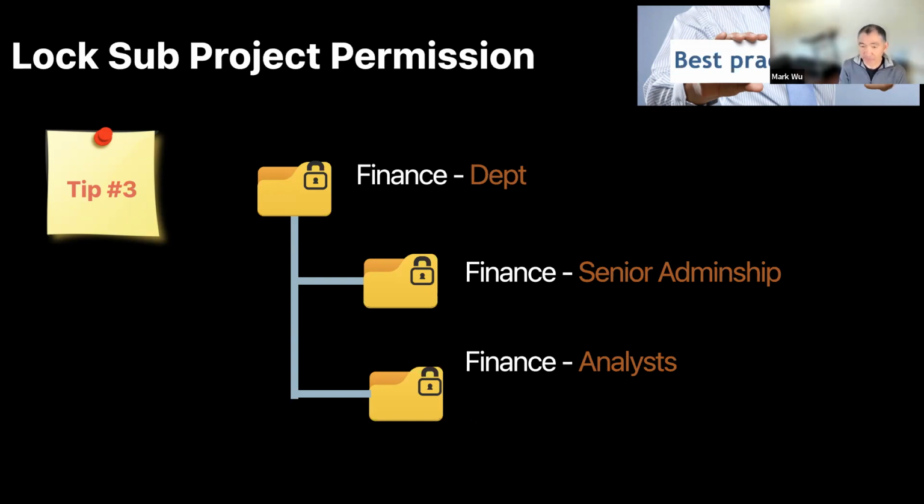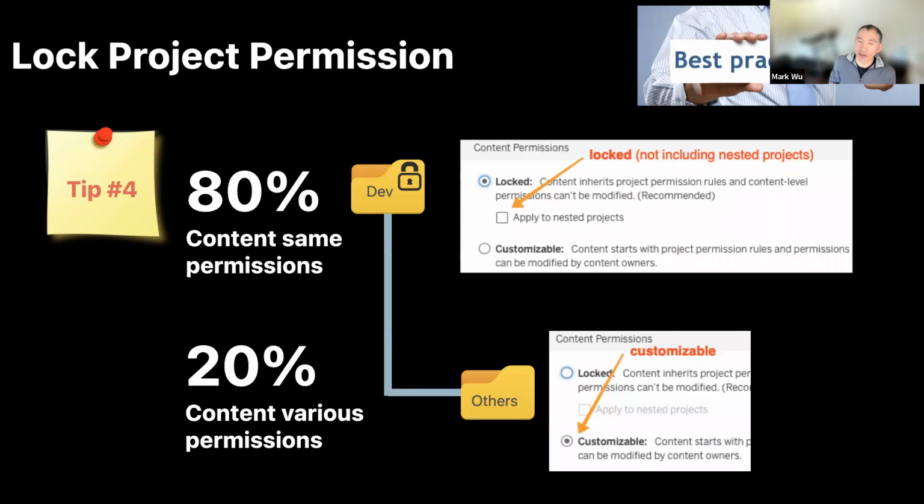Peace of mind. For example, the finance analysts, you can give to many other people. Peace of mind. Or you can lock this way: if 80% of content needs to go with one set of permissions, you lock them, publish to that project, and for the other 20% give them flexibility, allow customizable permission settings, to save time on the permissions.